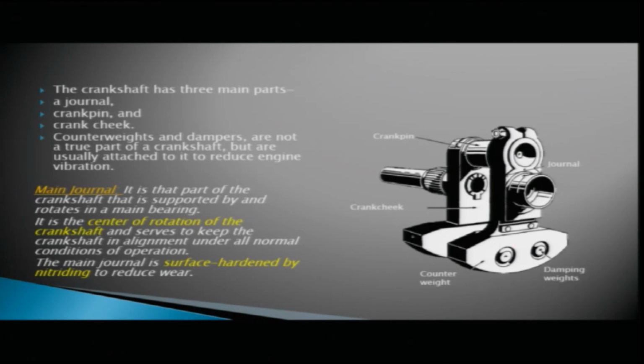So, you have seen the crankshaft has three parts: the main journal, the crank pin and the crank cheek. The main journal is that part of the crankshaft that is supported by and rotates in a main bearing. So, the main journal is the central part of the crankshaft, supported in the main bearing and rotating in the main bearing. It is the center of rotation of the crankshaft and serves to keep the crankshaft in alignment under all normal conditions of operation. The main journal is surface hardened by nitriding to reduce wear.